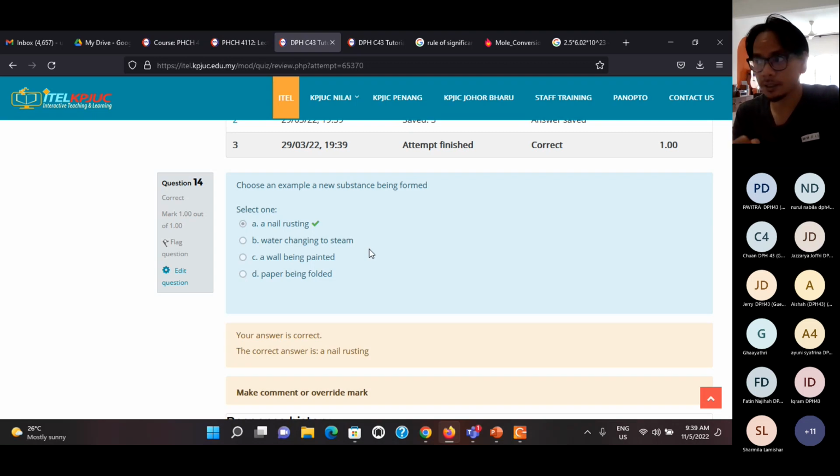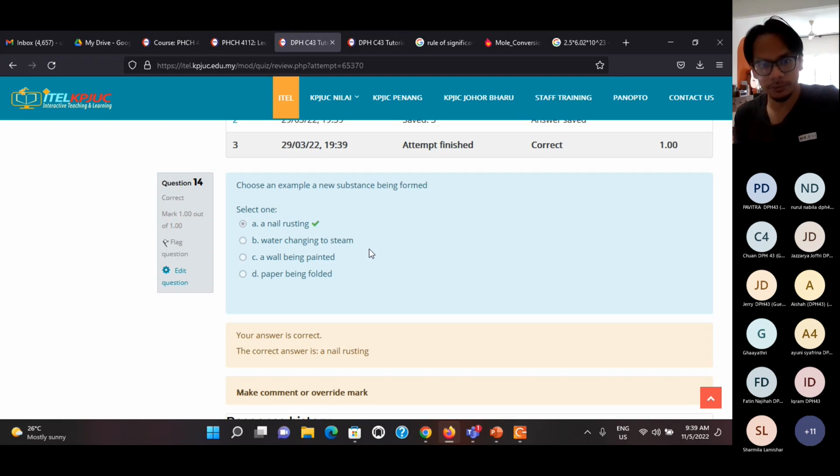So that's why paku yang berkarat tu walaupun secara kasar kita tengok dengan mata kita, it still looks like a nail, but in essence, it's no longer the same substance. Dia dah tukar dah. Okay, berbeza dengan water changing to steam. Kalau kamu didihkan air, pada asalnya air tu adalah cecair, liquid. Tapi bila kita panaskan dia, dia mendidih, dia jadi vapor, jadi steam. But the steam is still H2O. Cuma dia punya rupa fizikal saja berubah.